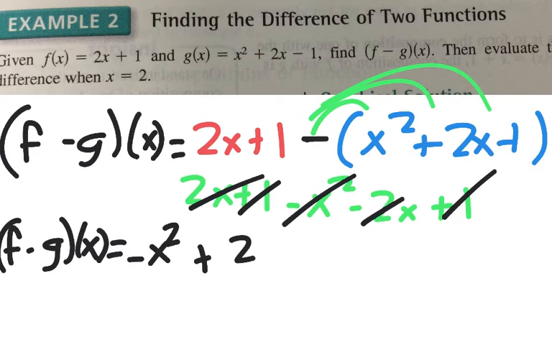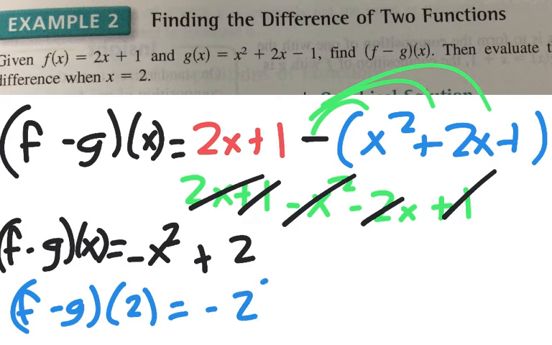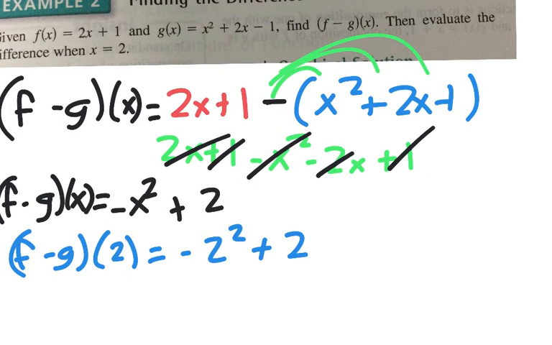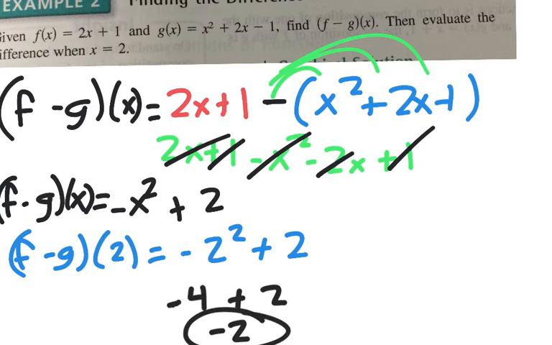All right. Now, let's evaluate what happens at f minus g at 2, when I'm going to plug in 2. So I've got negative 2 squared plus 2. Be careful here. Negative 2 squared is negative 4. Plus 2 is negative 2.